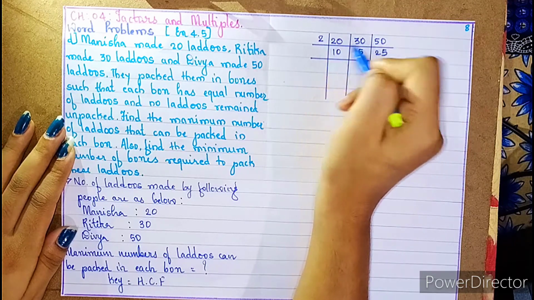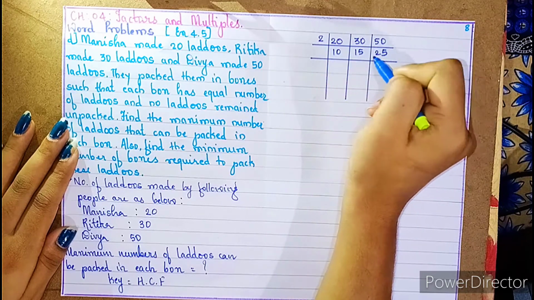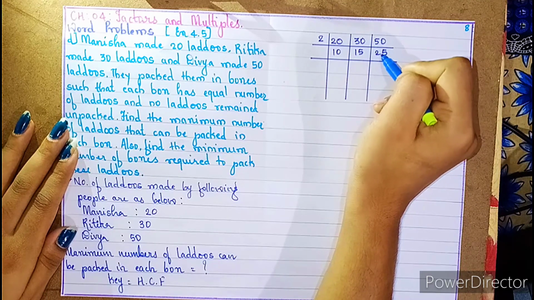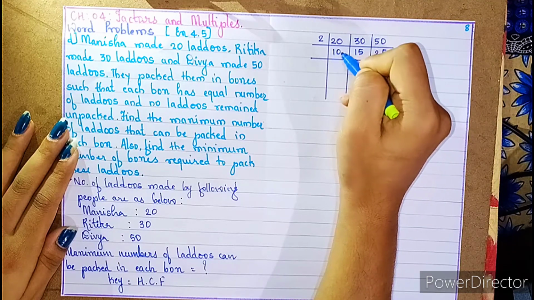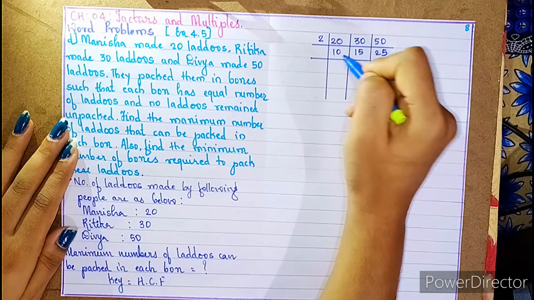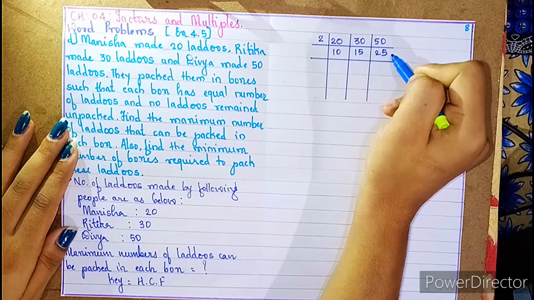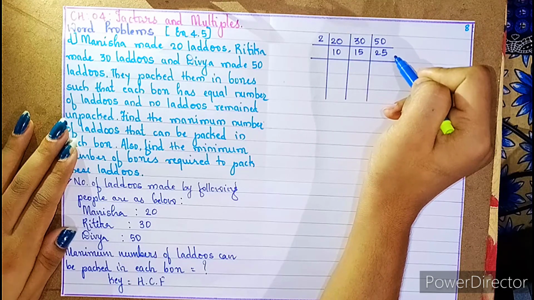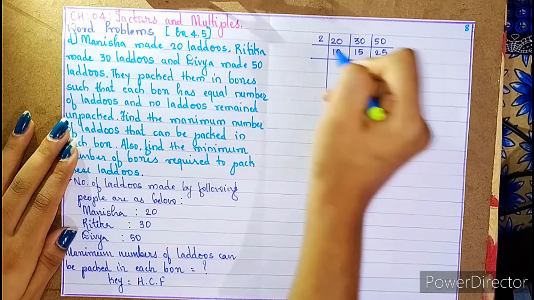Further, 10, 15 and 25 are not divisible by 2, therefore we shall divide them by 5. Why only by 5? Why not by 3? Because 1 plus 0 is 1, 1 plus 5 is 6 and 2 plus 5 is 7, and you know the sum of the digits should be divisible by 3. Thus 10 is not divisible by 3 and 25 is not divisible by 3. Therefore we are going to divide these numbers by 5.